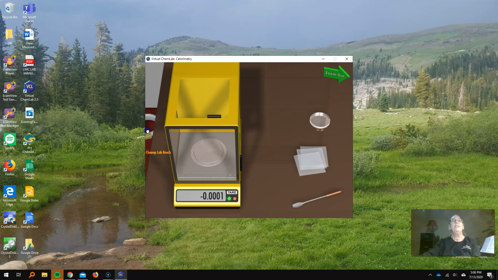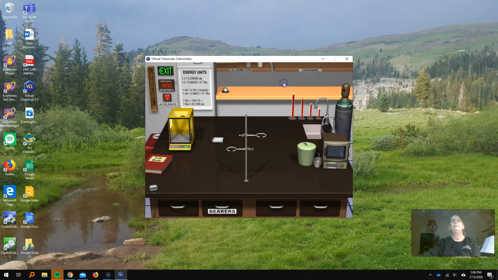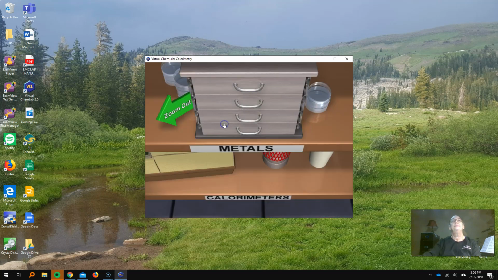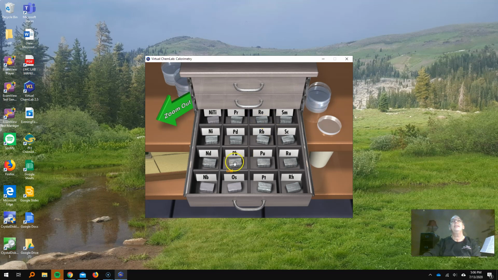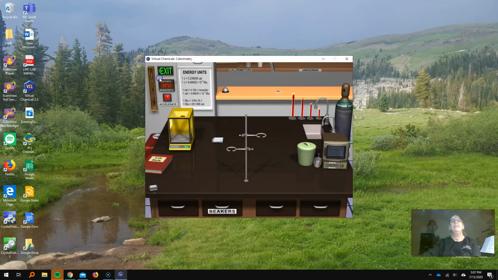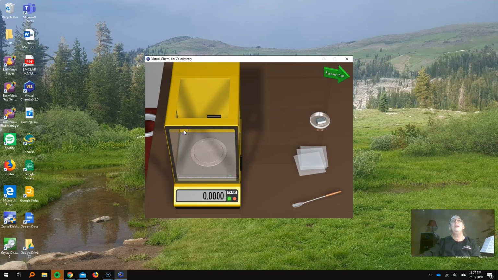All right? I'm going to get rid of the gold. I'm going to go back to the stockroom. I'm going to go to the metals and find the lead. I think it's in the third one down. There's Pb, lead. I'm going to put it here. We're going to take it, put it here. We go back to the lab. We are going to find it, and then we will weigh it.